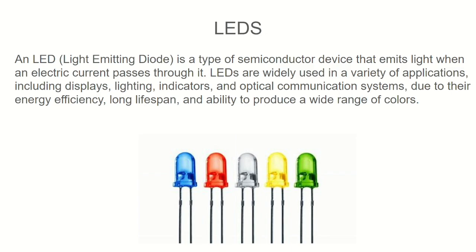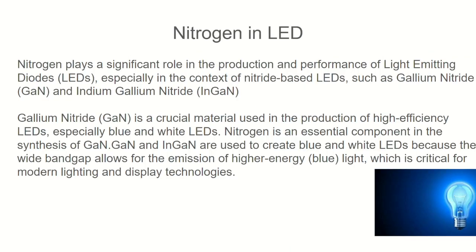Looking at LEDs, an LED is a type of semiconductor device that emits light. Think about the normal lights you may put in your room as a good example. They come in a wide range of colors due to their properties. Looking at nitrogen, it plays a significant role in indium nitride and gallium nitride. These usually are a mixture of blue to white colors, and nitrogen is a key component in the synthesis of GaN. So this is how nitrogen is used in LEDs.